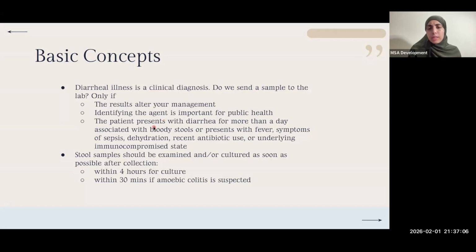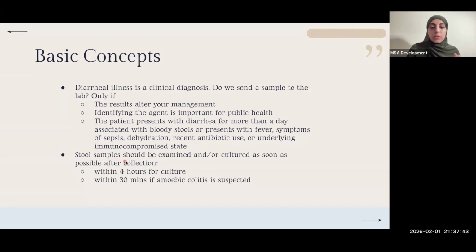And you also send a sample if there's a suspicious or more severe presentation, like if the patient comes with diarrhea that is bloody or presenting with fever, sepsis, dehydration, if they've had recent antibiotic use because you would be suspecting a specific picture, and if the person is immunocompromised because these patients are susceptible to a lot of different infections. So you would want to identify what exactly it is. So in these situations, you would send a sample to the lab. Otherwise, it's just a clinical diagnosis by what the patient presents with.